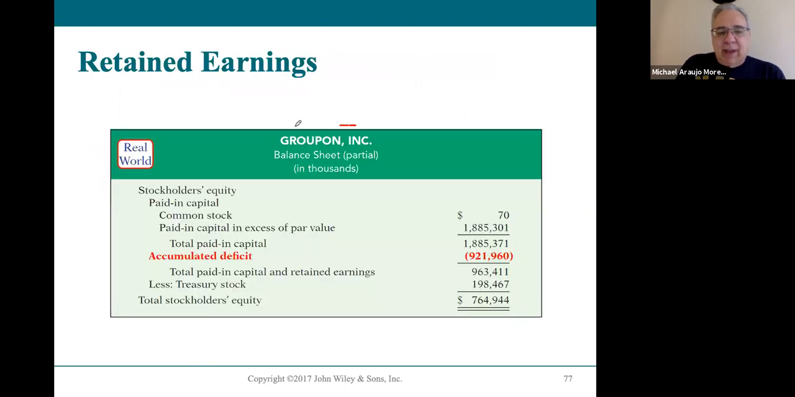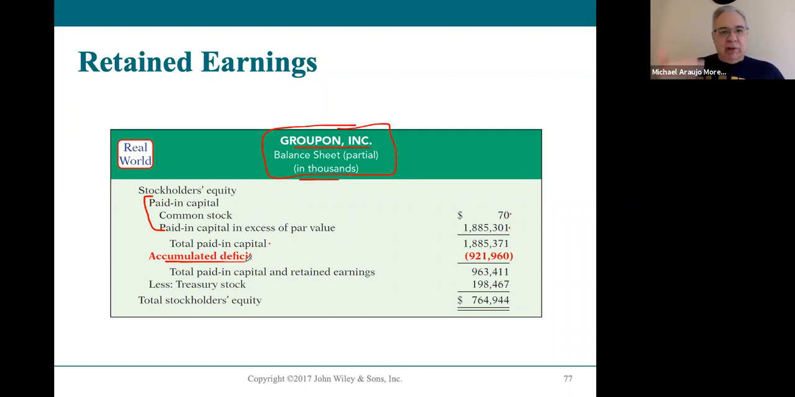Here you have a partial balance sheet for Groupon, in which case they might need a Groupon to get out of Groupon. And here's their stockholders' equity, where you see the paid in capital, right? Common stock and its par value really low, and paid in capital in excess of that, which is very high. So their paid in capital is quite large. This company, up until the dates here, I don't know what the date this is, they haven't had any retained earnings. In other words, they continue to operate at a loss.